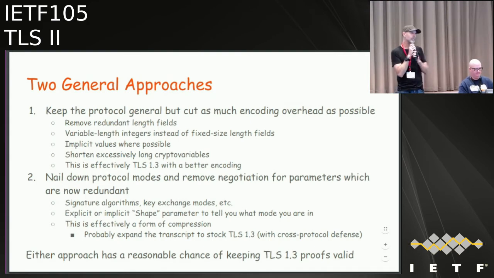So as I say, you probably would want to take the transcript and then re-expand it back into the full TLS transcript. So that basically what you have is TLS 1.3 for all the key schedule, et cetera. This also has the advantage that all the things that you were essentially compressing down get rematerialized back into the transcript, so you know the negotiation was correct. This may or may not require some kind of cross-protocol defense to avoid having CTLS talk to TLS 1.3. You could think of that as a feature or a bug, depending on your perspective, so that's why I say you may or may not want that. Either approach has a reasonable chance of keeping the existing proofs valid, which is the main thing we're trying to do.